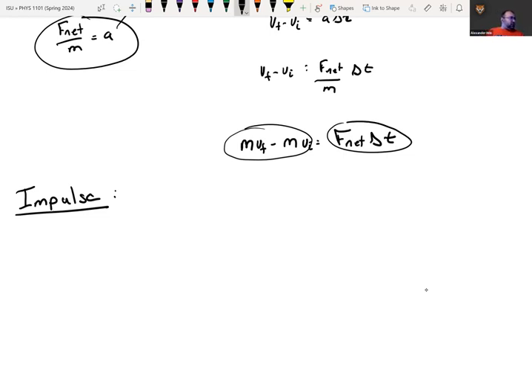Hold on here. I am curious what our book uses. I don't remember. It doesn't look like they do use it; it looks like they just use F net delta T. So again, sometimes you'll see it as I, but really it's just F net delta T. This would be net impulse, the combined impulse from all forces. And then any single F delta T is the impulse from a particular force.